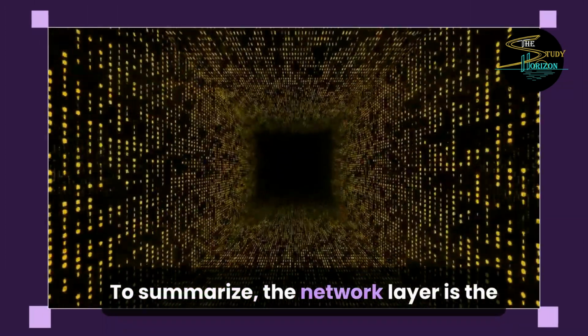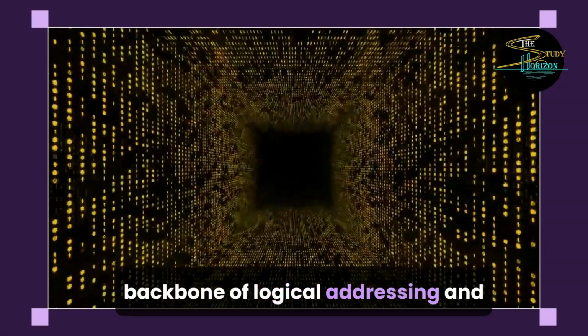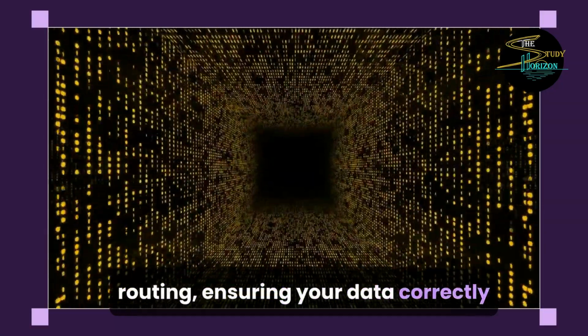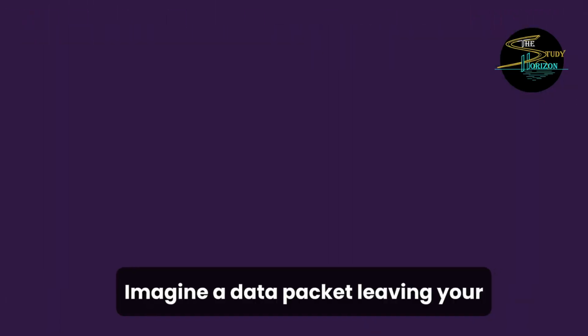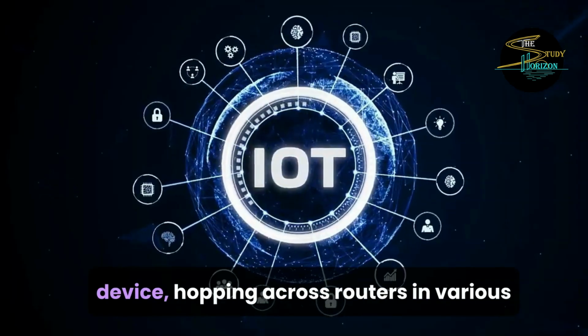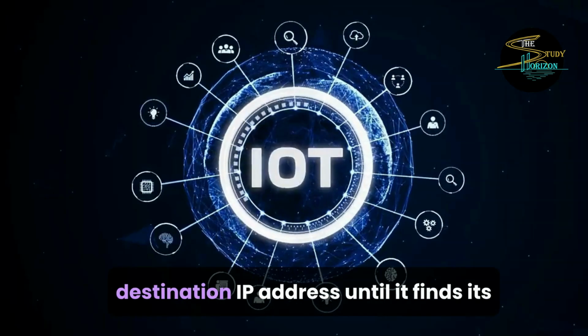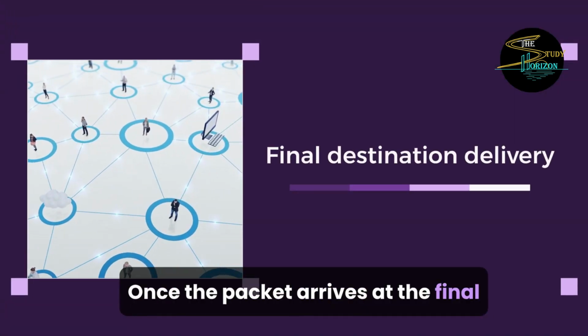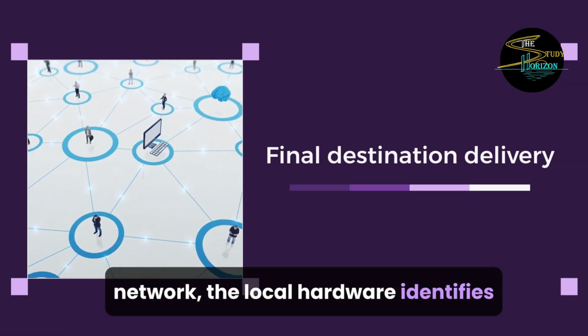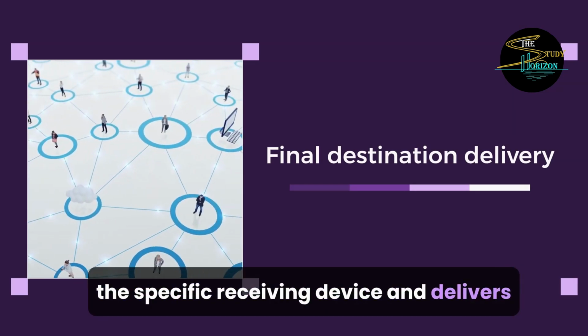To summarize, the network layer is the backbone of logical addressing and routing, ensuring your data correctly reaches its destination. Imagine a data packet leaving your device, hopping across routers in various cities, guided precisely by the destination IP address until it finds its way. Once the packet arrives at the final network, the local hardware identifies the specific receiving device and delivers the data.